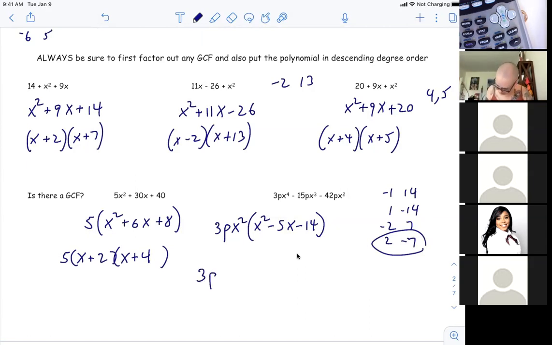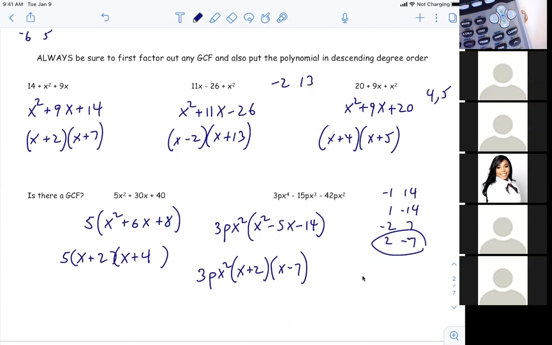So to do the complete job here, we write all of this: x plus 2, x minus 7. And remember, the placement of the signs is terribly important. If we make this minus 2 and plus 7, it's going to make a plus 5 in the middle. We don't want the plus 5. We want the truth, the minus 5.